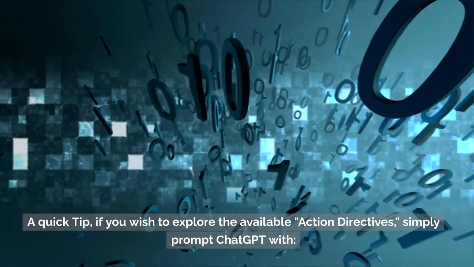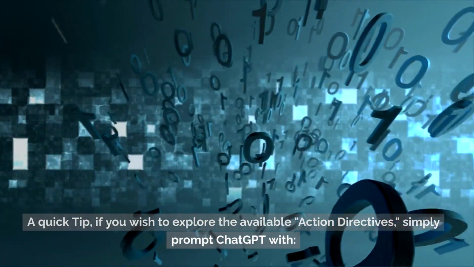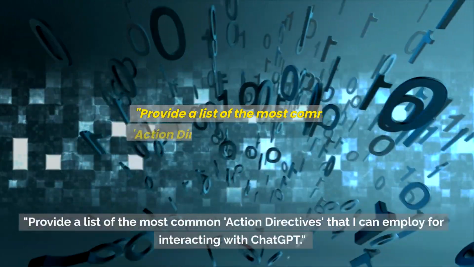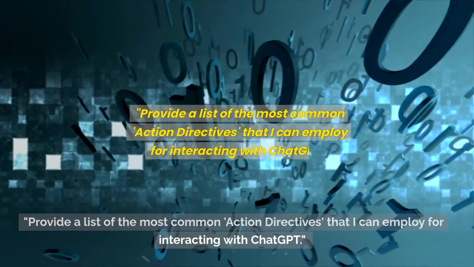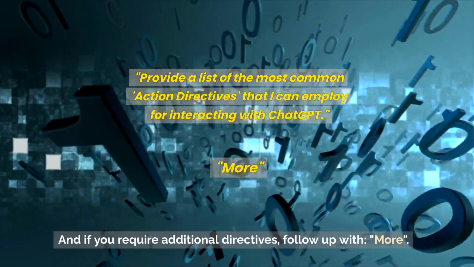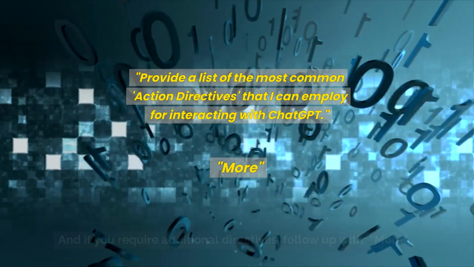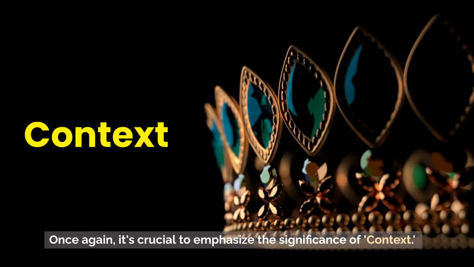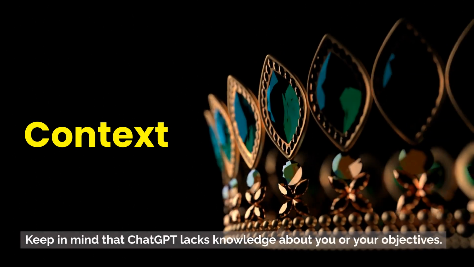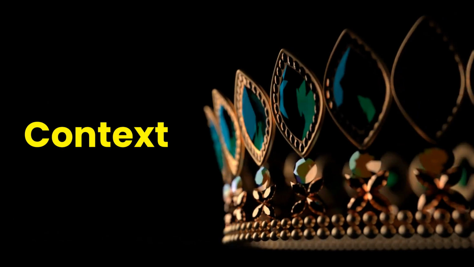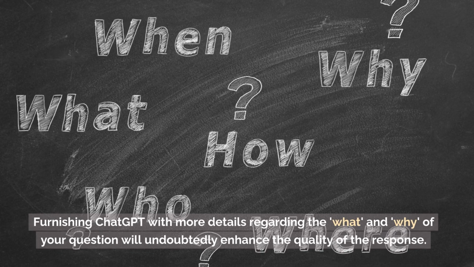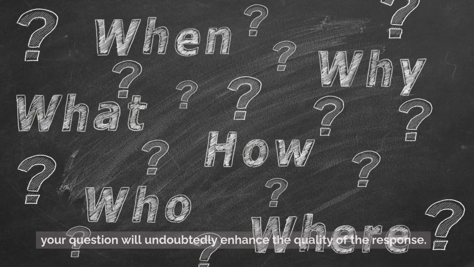A quick tip: if you wish to explore the available action directives, simply prompt ChatGPT with, "Provide a list of the most common action directives that I can employ for interacting with ChatGPT." And if you require additional directives, follow up with "more." Once again, it's crucial to emphasize the significance of context. Keep in mind that ChatGPT lacks knowledge about you or your objectives. Furnishing ChatGPT with more details regarding the what and why of your question will undoubtedly enhance the quality of the response.